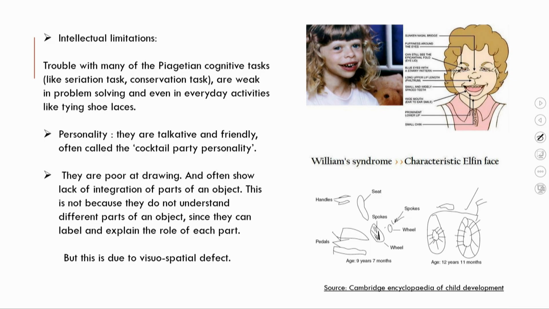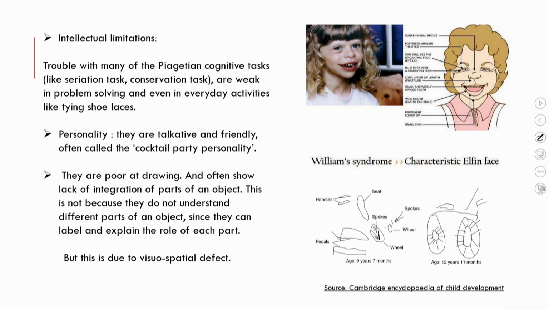So, this is a typical Williams syndrome face. This is what is called an elfin face. So, the puffiness around the eyes, and then blue eyes with a starry pattern, then long upper lip length, all of that. Small and widely placed teeth. So, this is a typical facial feature of Williams syndrome.